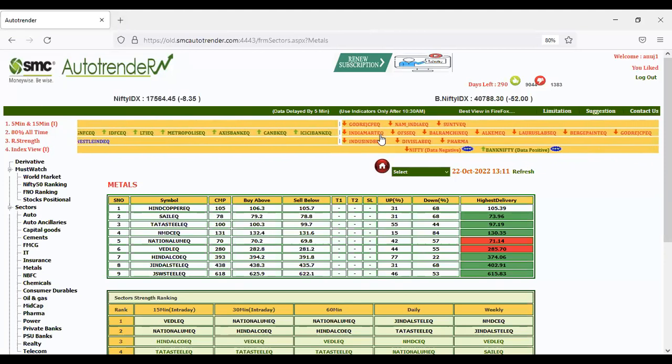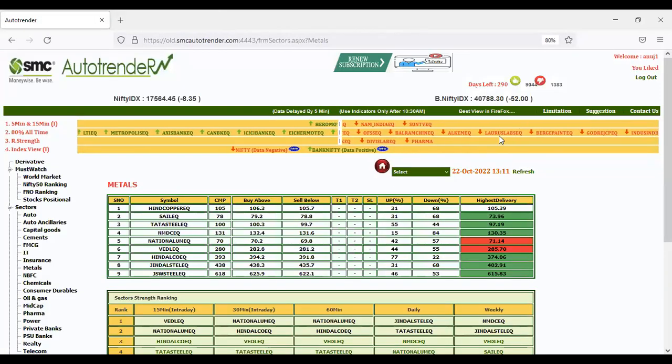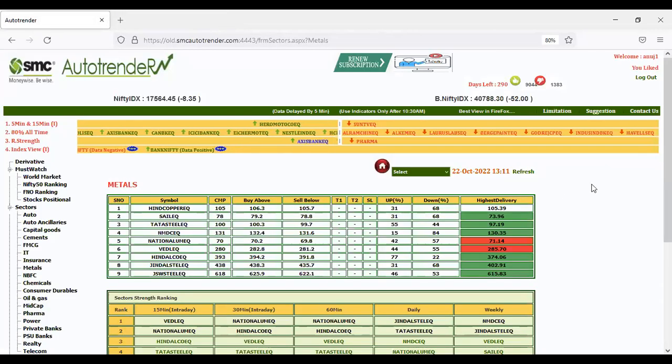So take the example of Divi's Lab, which is coming in on the relatively weaker side. When I talk about pharma, I would rather say that I don't want to trade Laurus Lab. Say for example, Laurus Lab is also coming in on the 80% all-time negative side, so I would not take Laurus Lab as a shorting opportunity. I would rather take Divi's Lab, just because I want to respect the strength, which might be on the negative side or might be on the positive side. So this is how you take the decisions.